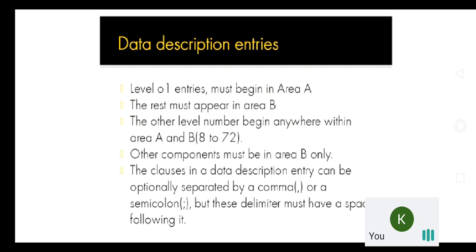Other level numbers can begin anywhere within area A and area B. Suppose there is an elementary data item which comes under a group data item; those level numbers you could use in either margin A or area B. There is no restriction on how you use those level numbers. And then the next one, the other components must be in area B. We have already discussed that all those other components must be only in area B.